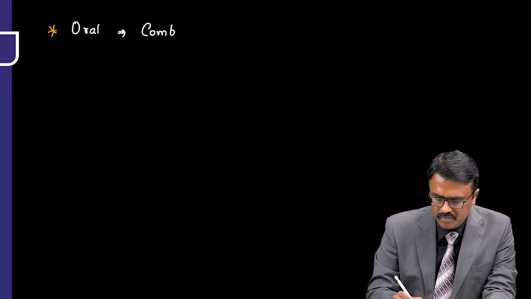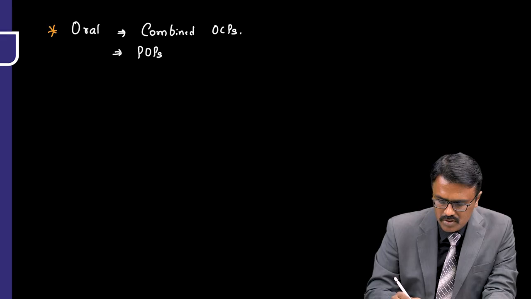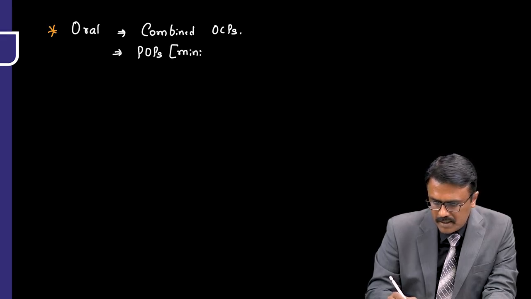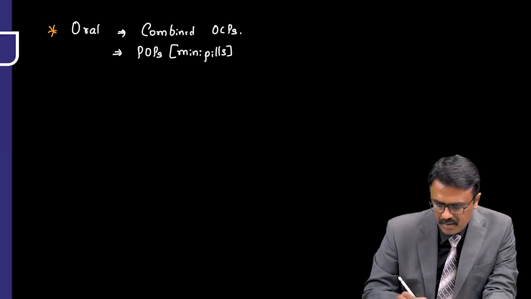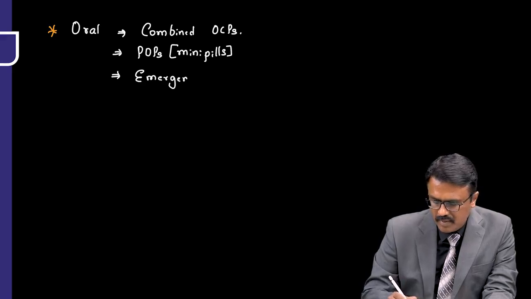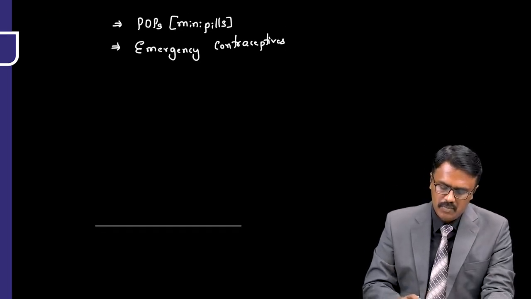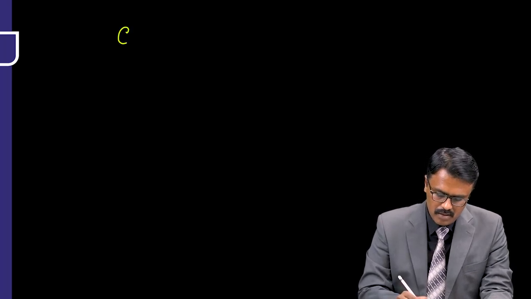So we understood the mechanism of action of the contraceptives. Now let us discuss the orally used contraceptives. In oral, we have something called combined oral contraceptive pills. Then we have progesterone only pills. They contain only progesterone. We call them mini pills. And then the third one is the emergency contraceptives. So we are discussing the orally used drugs. Let us take up one by one. Let me discuss the combined oral contraceptives.